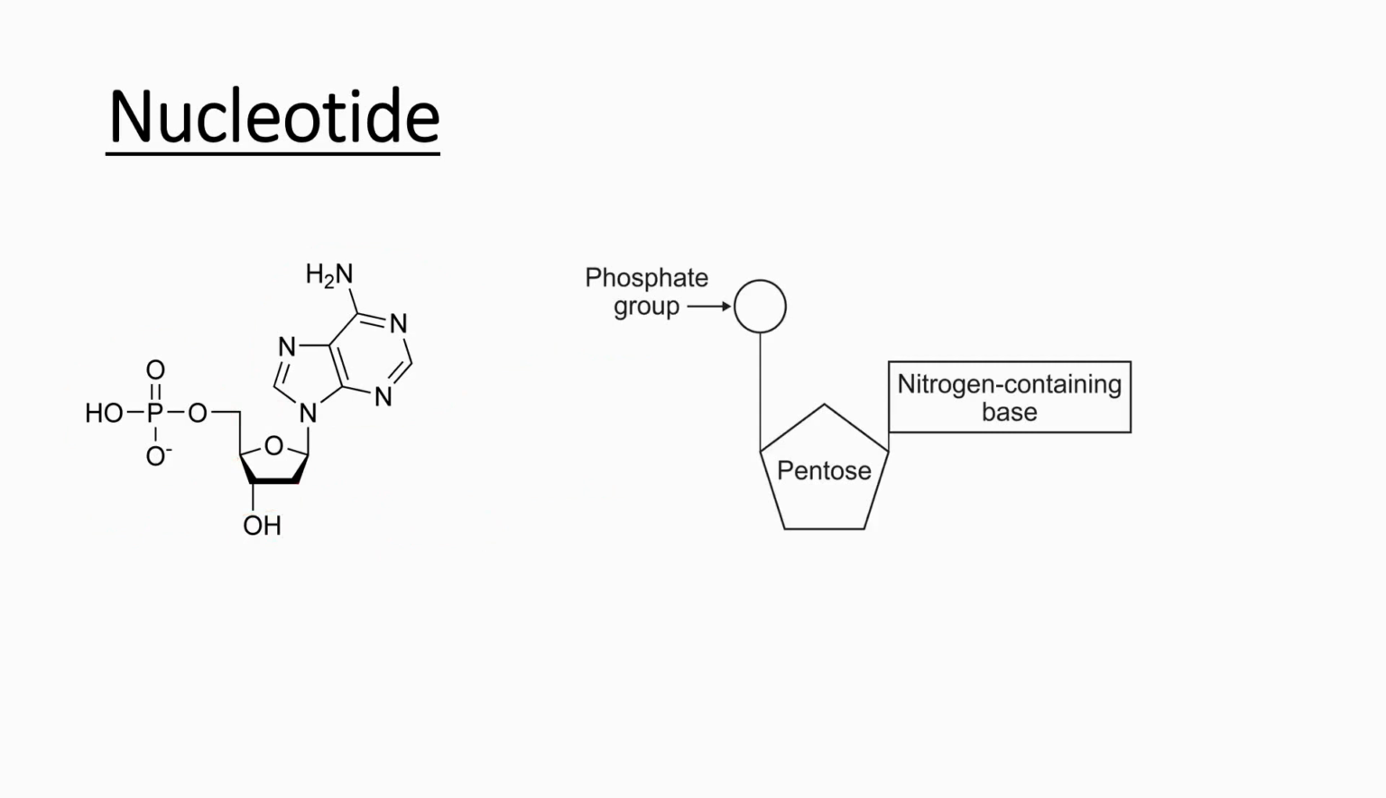At A level, we draw nucleotides using a simpler notation as shown. Now here, the pentose shown here, it is very important to refer to it as a ribose or deoxyribose, depending on whether you're looking at RNA or DNA nucleotides.